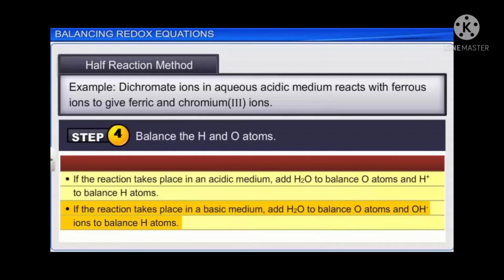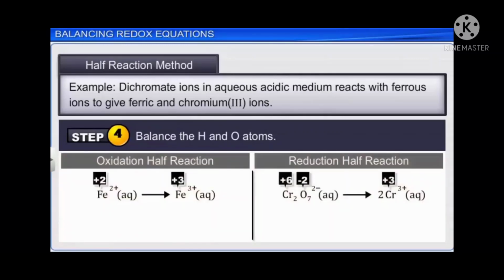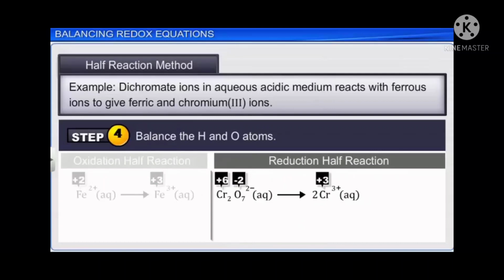In this case, in the oxidation half, there are neither oxygen nor hydrogen atoms. But in the reduction half, you can see that there are 7 oxygen atoms on the left-hand side, but no oxygen atom on the right-hand side. As the reaction occurs in acidic medium, to balance 7 oxygen atoms on the left-hand side, we add 7 H2O molecules on the right-hand side.